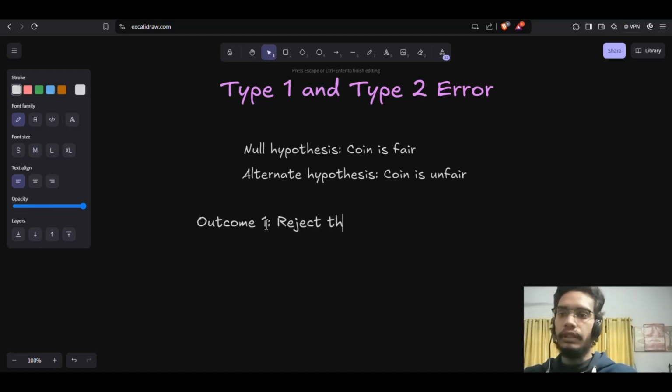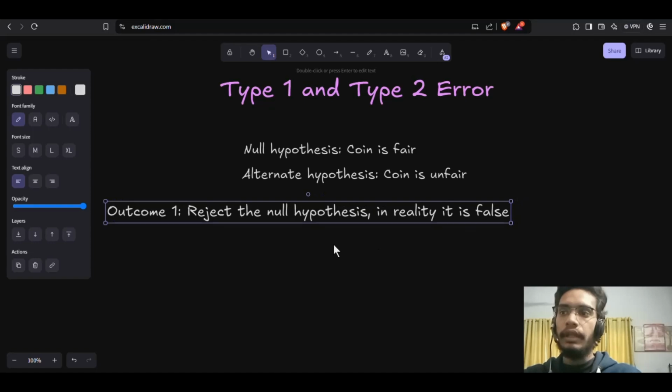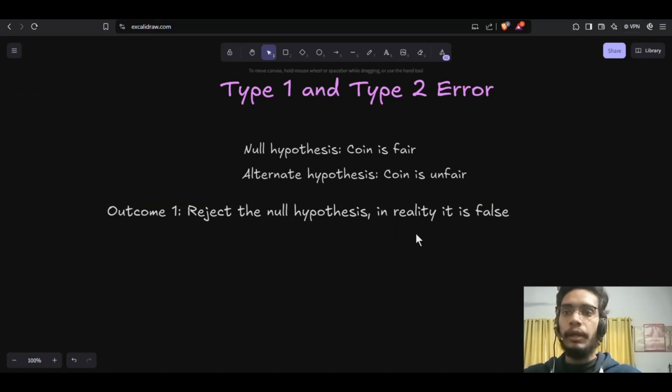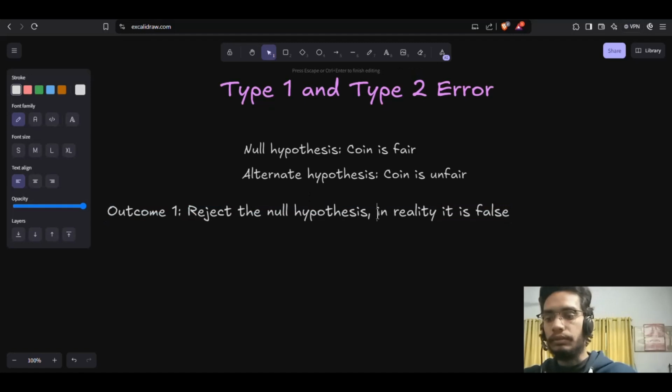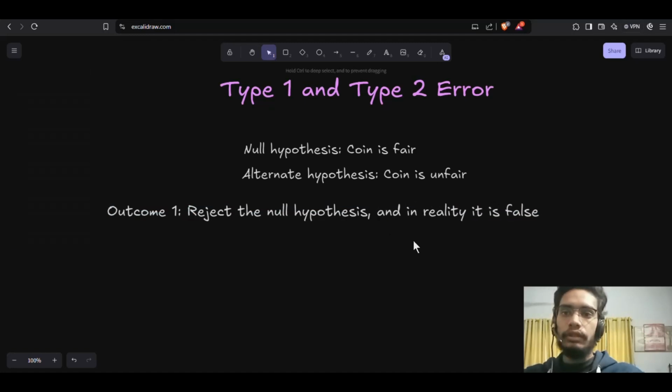We reject the null hypothesis, but in reality, it is false. So the first outcome that we can have is that we reject the null hypothesis and in reality it is false. Then we have done our hypothesis testing correctly, right? So it is a good result. In actual it is false and we also reject the null hypothesis, then it is good.